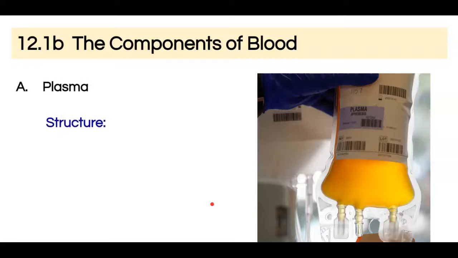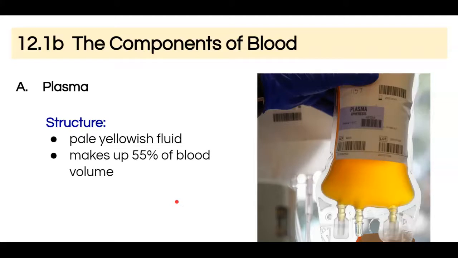So, if you had to look at this picture and say, well, what would you say about plasma? What do you already know about it? So obviously it would be described as a pale yellowish kind of a fluid. And we've already seen that it makes up about 55% of blood volume in total, right?